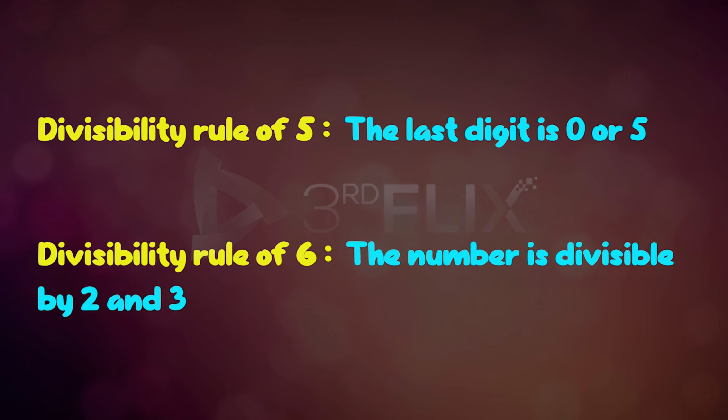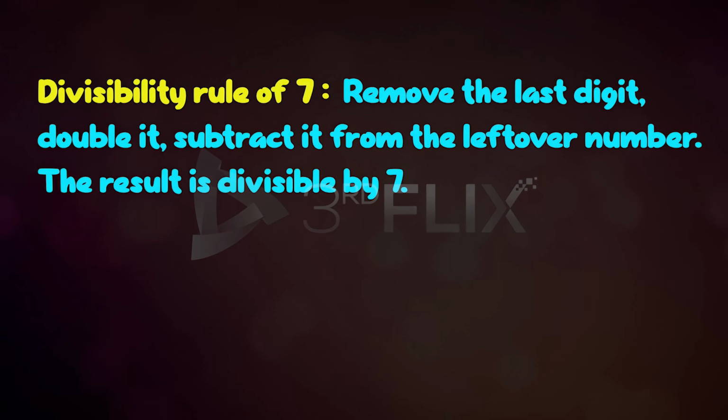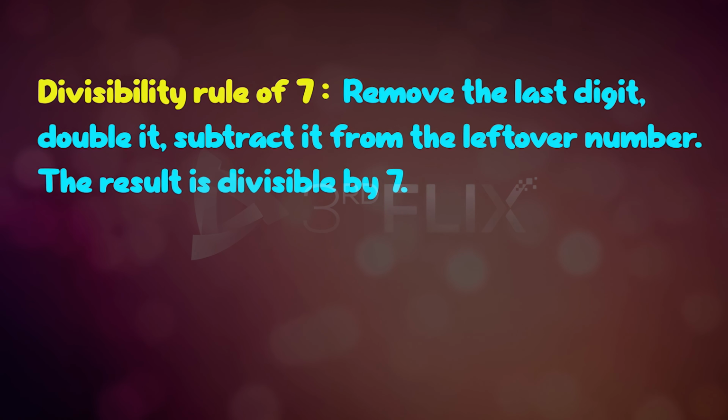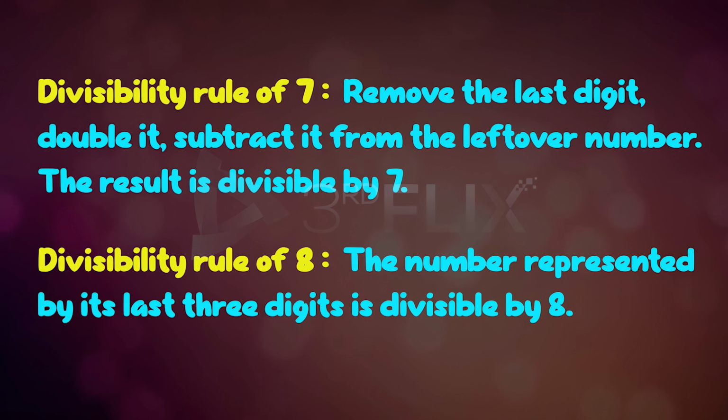Divisibility rule of 6. The number is divisible by 2 and 3. Divisibility rule of 7. Remove the last digit, double it, subtract it from the leftover number. The result is divisible by 7. Divisibility rule of 8. The number represented by its last 3 digits is divisible by 8.